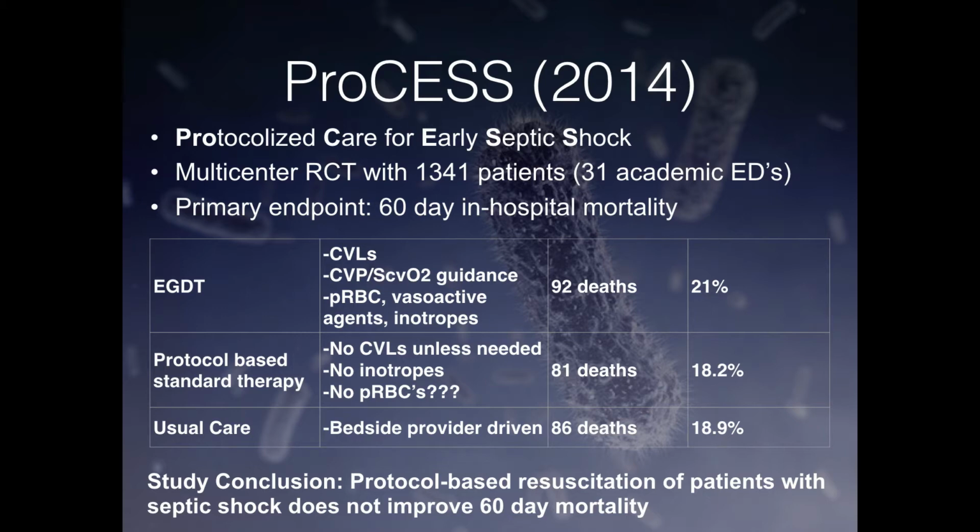The protocol-based was no central lines unless you thought you needed them. No inotropes unless you thought you kind of needed them. No transfusions unless you kind of thought you needed them. And then the last one, the usual care, was just whatever the physician directed. And you can see this broke down into 92 deaths, 81 deaths, 86 deaths, but you can see the percentages over in the end. And basically this study found that there was really no improvement in 60-day mortality between any of these.